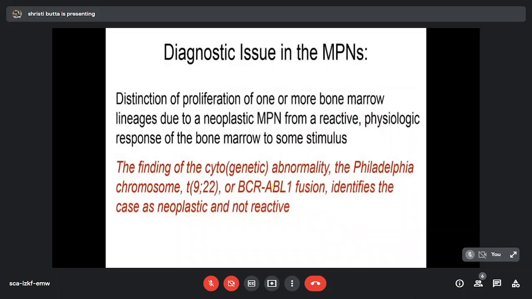So what's the diagnostic issue here? The diagnostic issue over here is this gene, that is the BCR-ABL1 gene, which is very important because that identifies the process to be neoplastic. It's nothing but the Philadelphia chromosome, and that suggests that the process is not reactive.